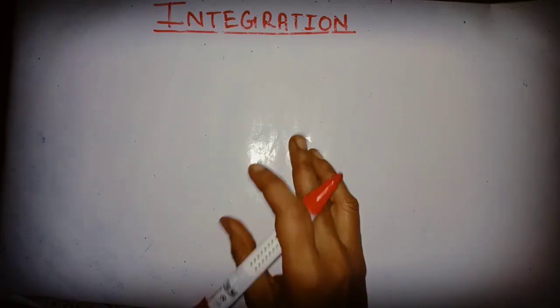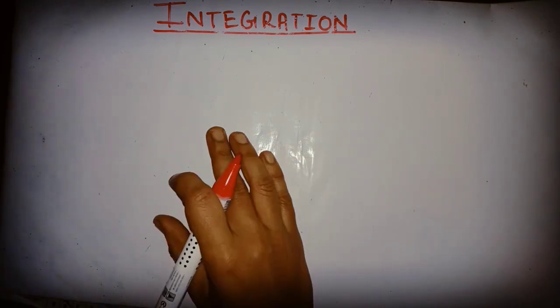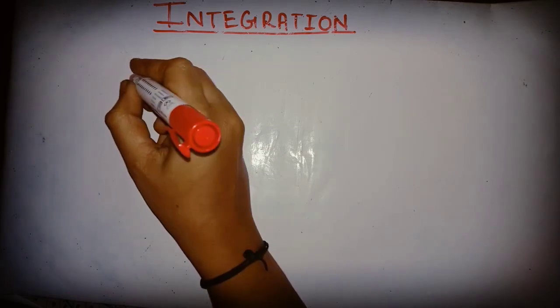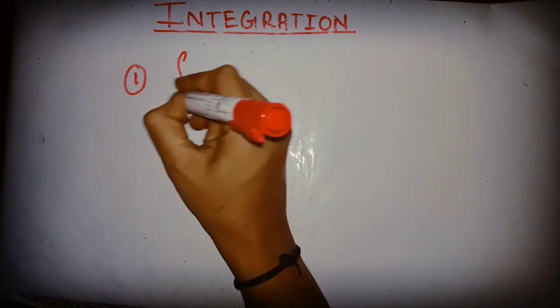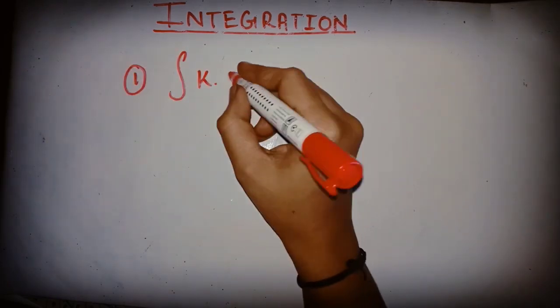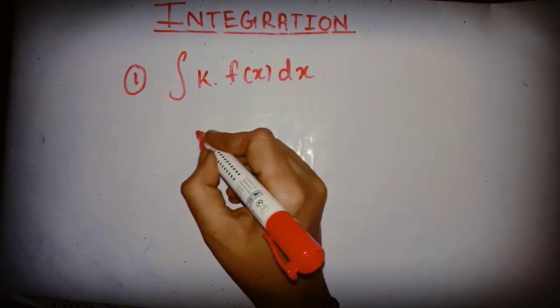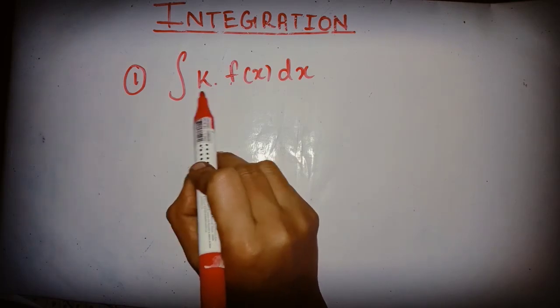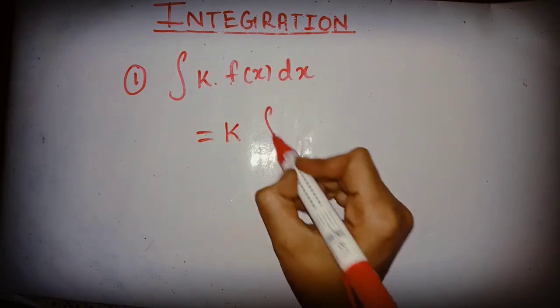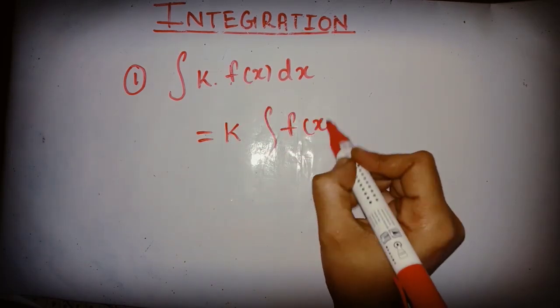Now let's see some properties of integration, how we can use integration to solve some problems. Suppose you have the integral of k, some constant, into the function. Then you can keep this constant outside and you can do the integration process.